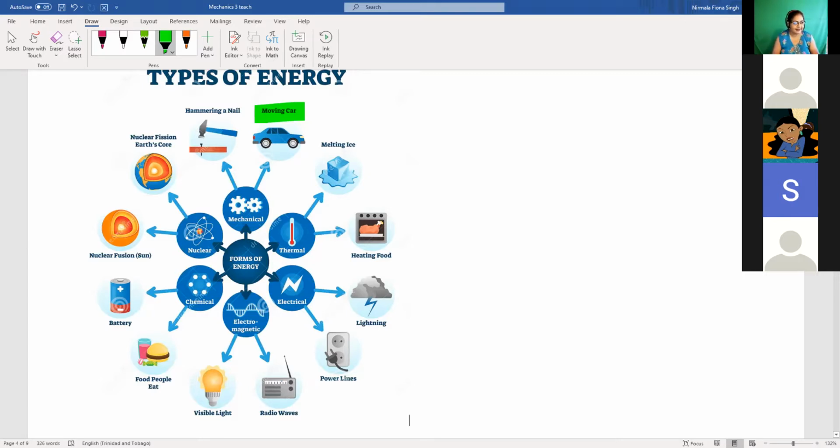We have hammering a nail. Something as simple as hammering a nail has a whole bunch of energy in it. Think about how much energy is contained in hammering a nail. One, you're going to be moving your hammer, so that's mechanical energy. Two, you all know when you hit that nail a few times, doesn't the nail get hot? Anybody ever notice that?